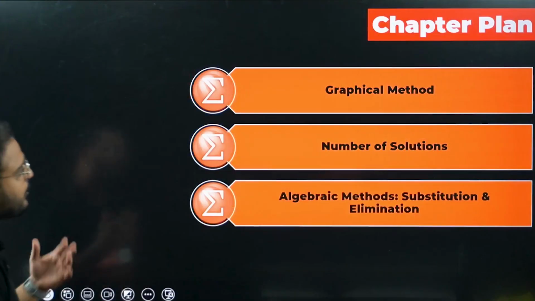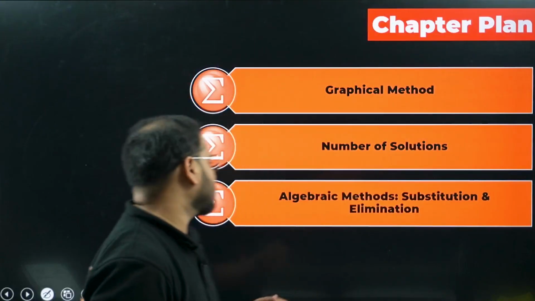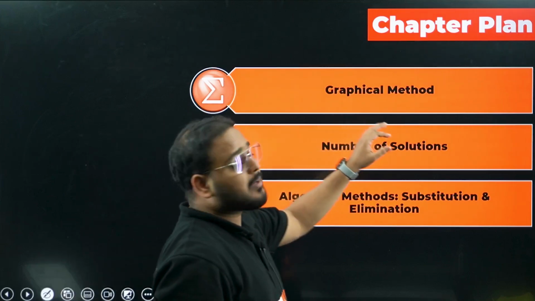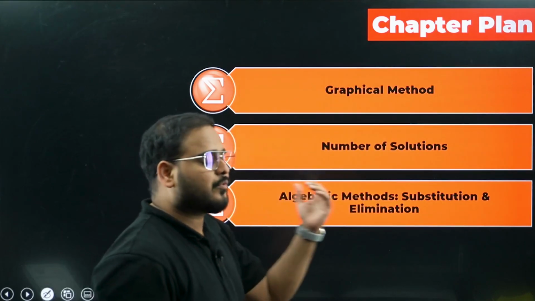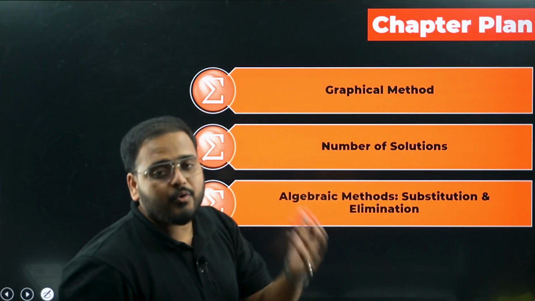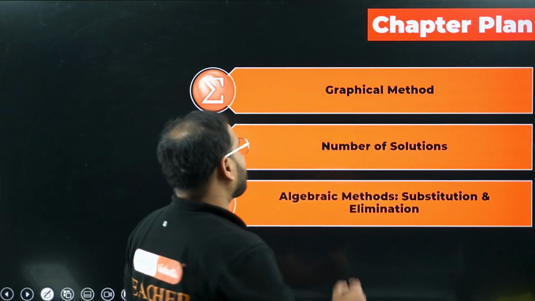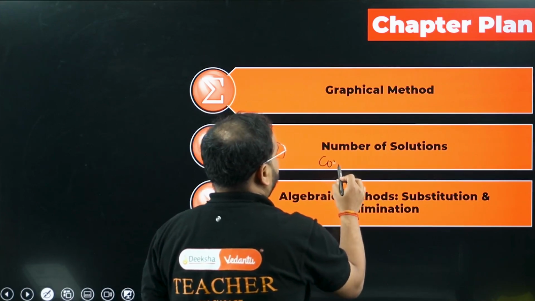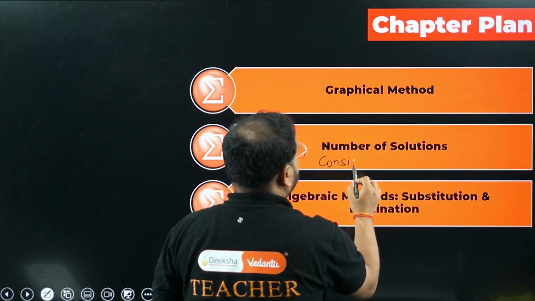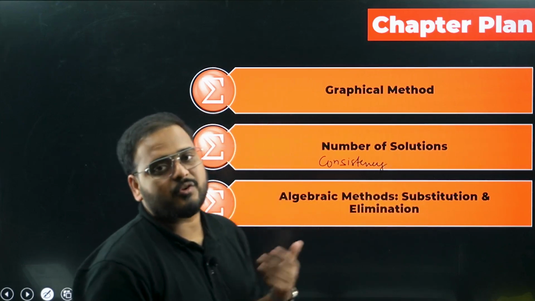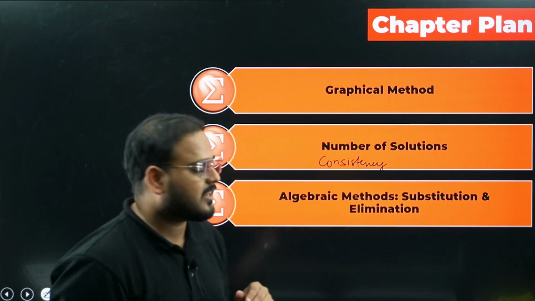First we'll talk about the chapter plan. The first thing you see over here is the graphical method to solve the pair of linear equations, meaning to find the value of x and y. How do you find that? We'll talk about that today only. Next is the number of solutions, which can also be called consistency of the solution. Whether it is an inconsistent or consistent solution, we'll check that in today's session.